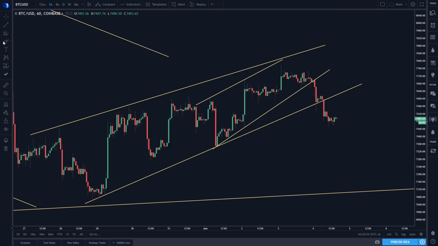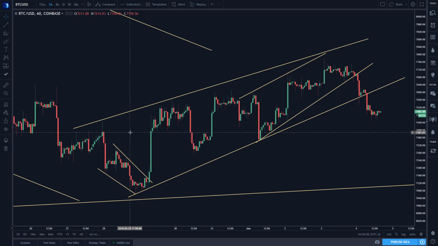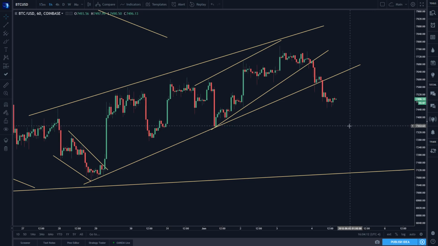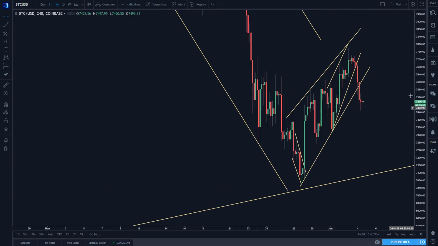So if it's going to hold this double bottom, all we're looking for is a similar pattern like this. Some sort of descending channel. If we get that, then we can buy that on the break. And then we know that we're going back up. But I think likely we won't get that just because of how corrective this is.